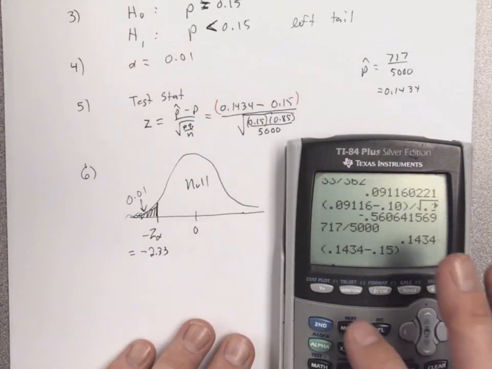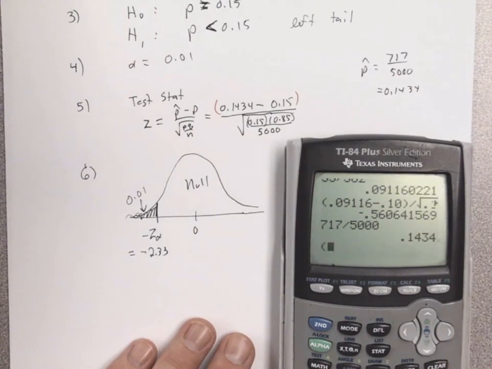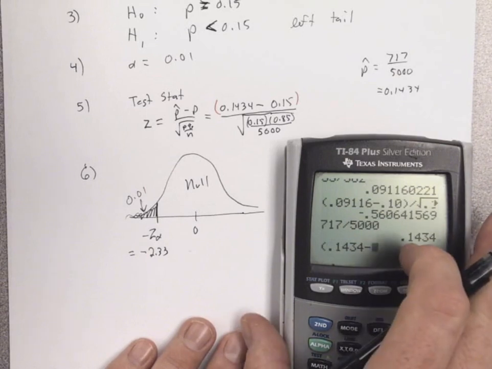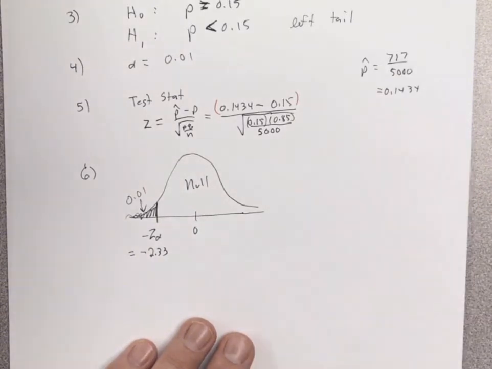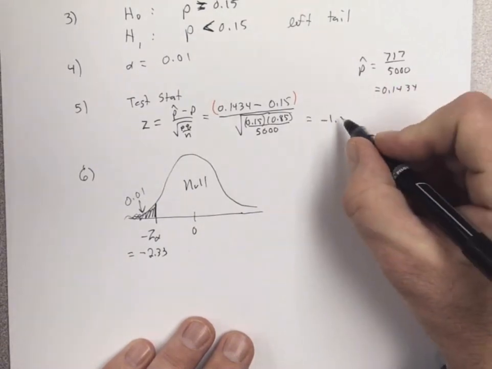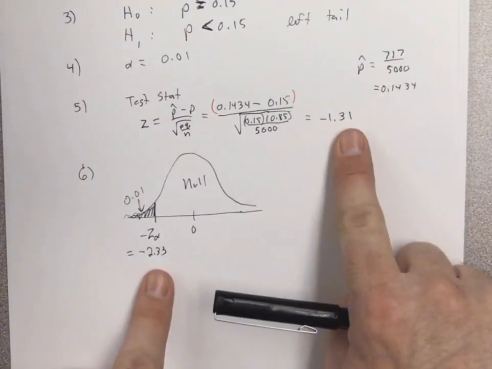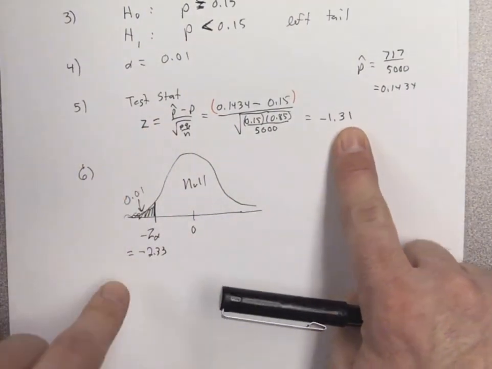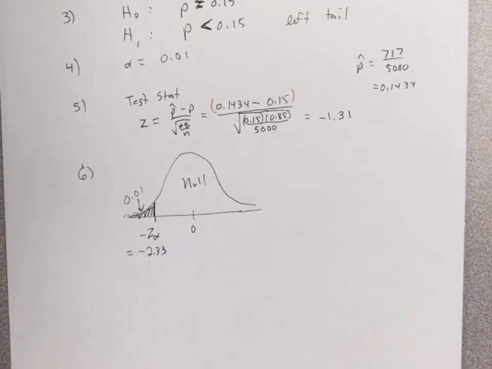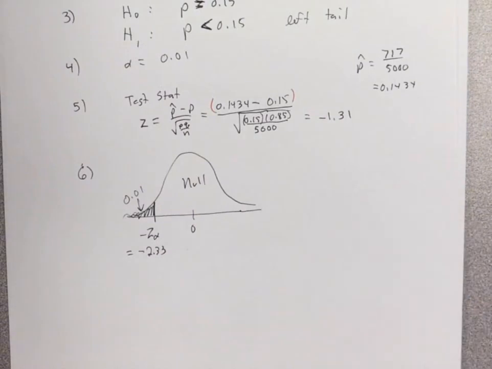Negative 1.3069. What did you get, Sky? Negative 1.3069. Did everybody get negative 1.3069? Yes? Okay, thank you. The reason I'm stopping at the hundredths is because it's a z-score, and all z-scores are basically hundredths. So this negative 1.31, which I knew was going to be below because this number is below the claim, and I knew it wasn't going to be that far different.